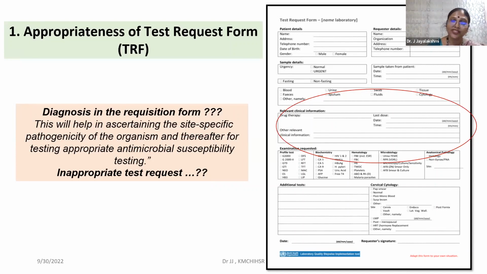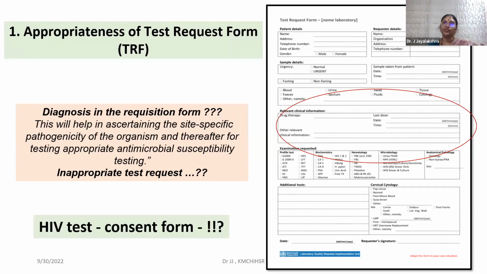Now, what is additional that's required when a test request form comes is consent. Consent in microbiology most often focuses on HIV testing. And if there is an HIV test, then definitely it should come with a consent form. This consent form should be so specific that it tells clearly that this is an HIV consent form, which is a consent taken after counseling, or pre-test counseling, followed by this consent being given by the patient.